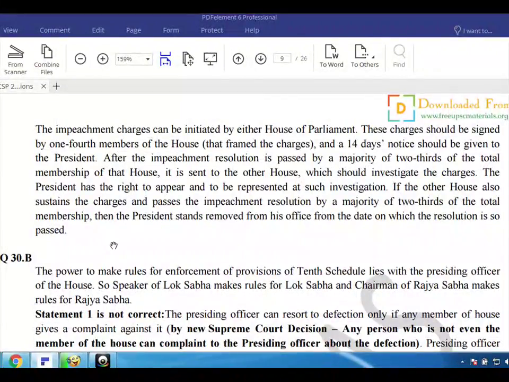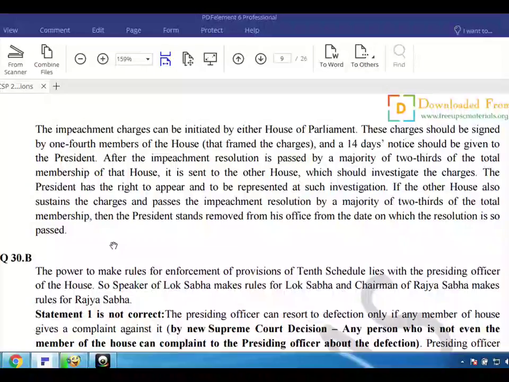The impeachment charges can be initiated by either House of Parliament. These charges should be signed by one-fourth members of the House that framed the charges and a 14 days notice should be given to the President.